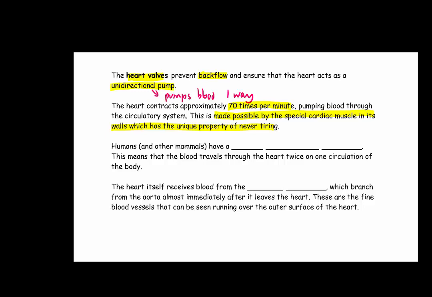Final important point is that humans and other mammals have a double circulatory system. Now, this means that the blood has to travel through the heart twice on one circulation of the body.